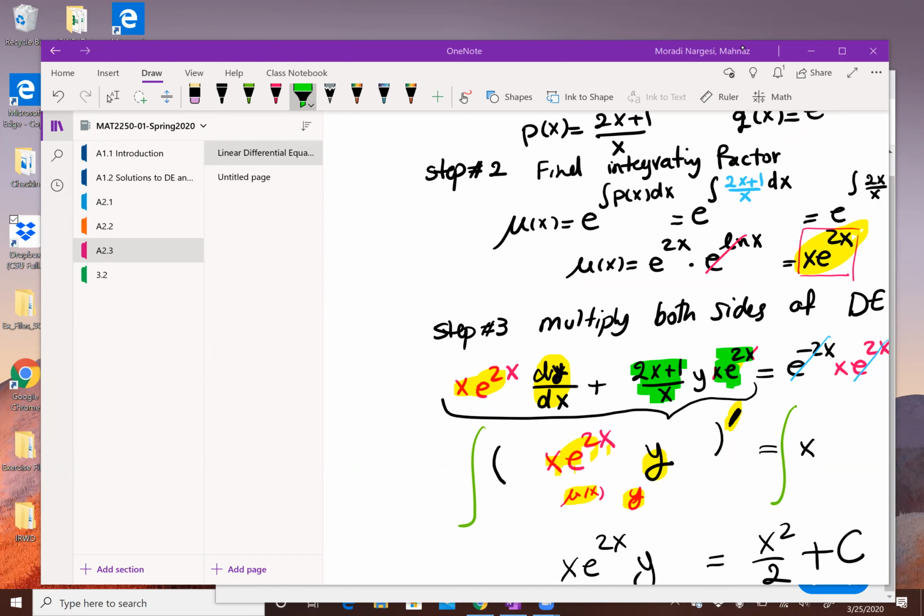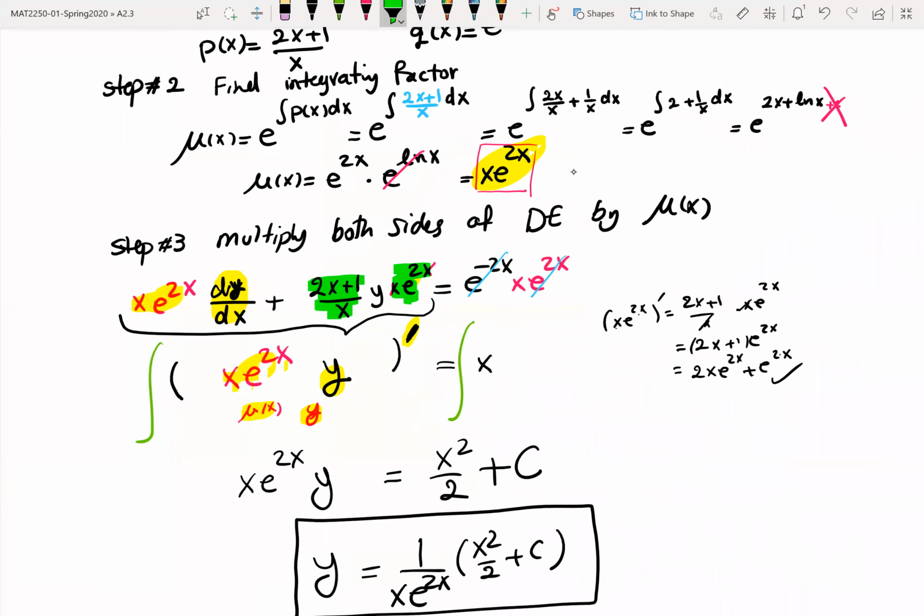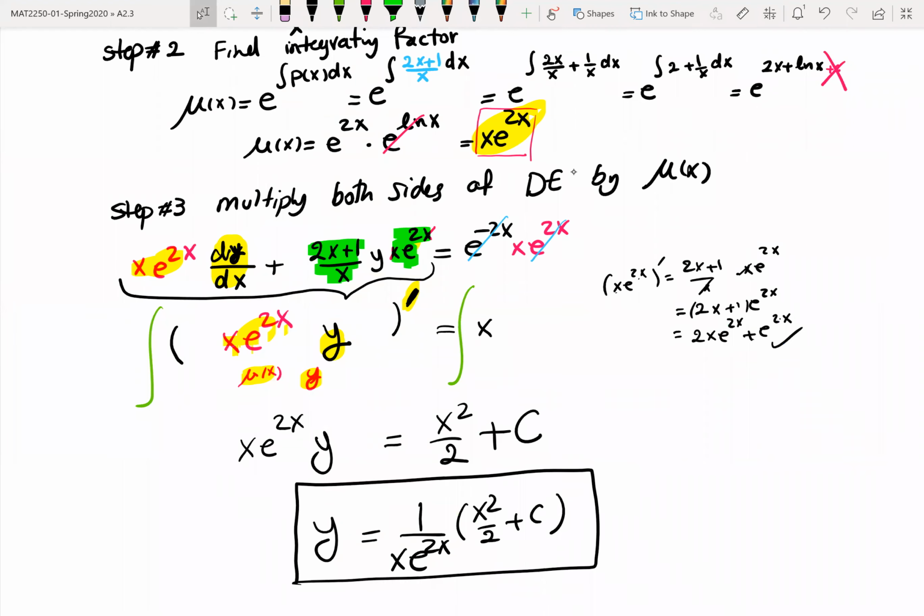So let's just move back. What I was trying to say is, the claim is that whatever is in green now is the derivative of x e to the 2x. I was testing whether that claim is correct or not. Based on the claim, the derivative of x e to the 2x is supposed to be (2x plus 1) divided by x times x e to the 2x.